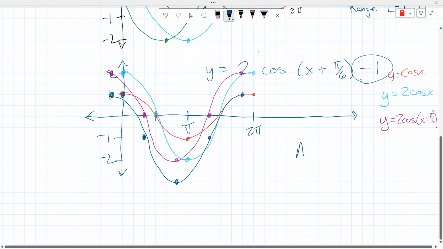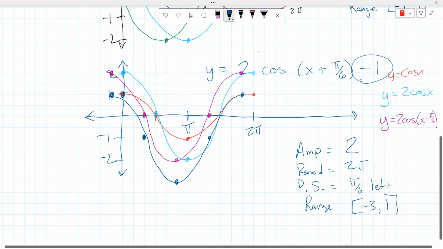All right, what's our amplitude on this one? 2. Period, 2 pi. Phase shift, pi over 6 left, and range. Where did I end up? -3 all the way up to 1. Okay.